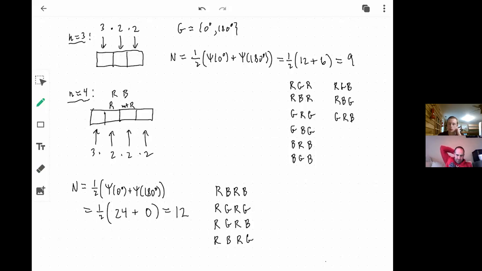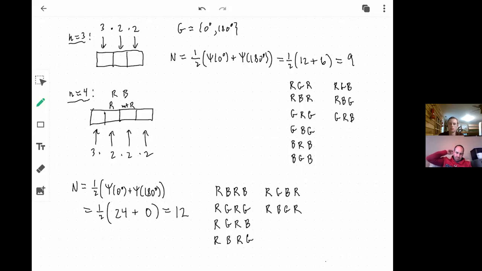Okay. I could have red in positions 1 and 4. And then I could have green, blue, or I could have blue, green. So the first batch was red in positions 1 and 3. This batch was red in positions 1 and 4.